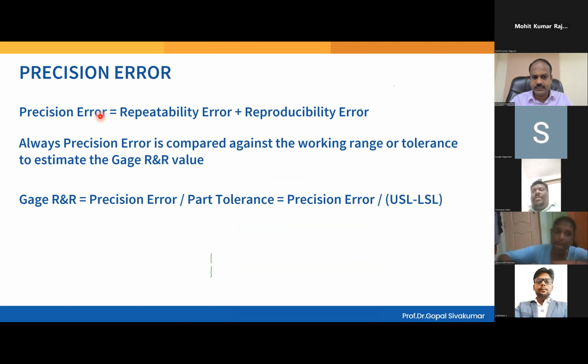Now this precision is compared against tolerance. You know what is tolerance? The distance between upper limit and lower limit. Can you see here? Upper specification, lower specification. The range. Upper limit and lower limit, the difference is tolerance. Now precision tolerance ratio. This precision tolerance ratio is known as gauge R and R. All of you, do you understand what is gauge R and R?